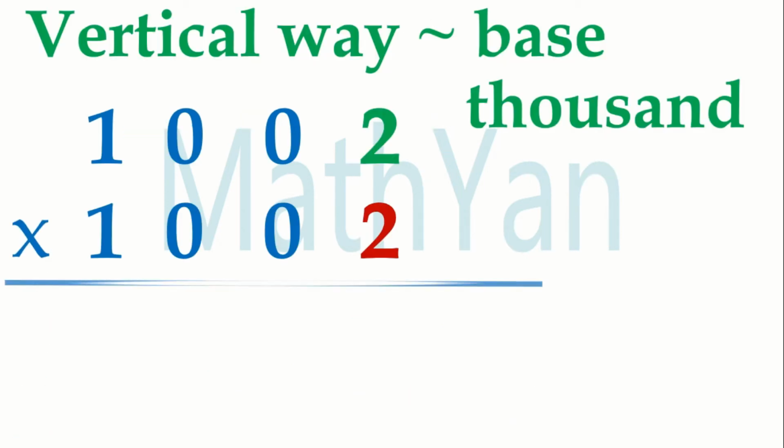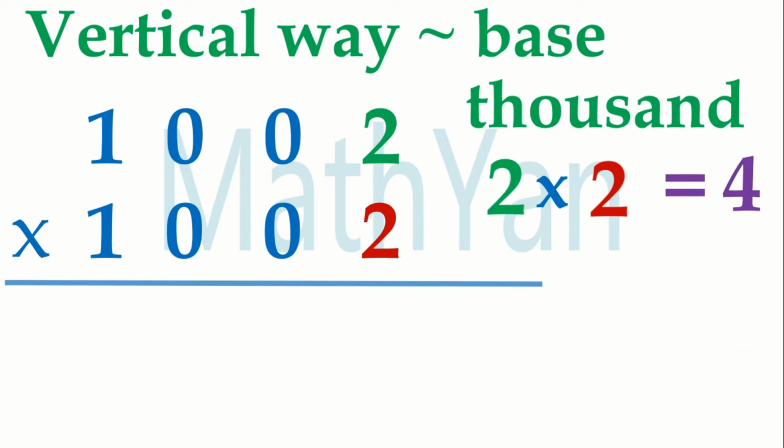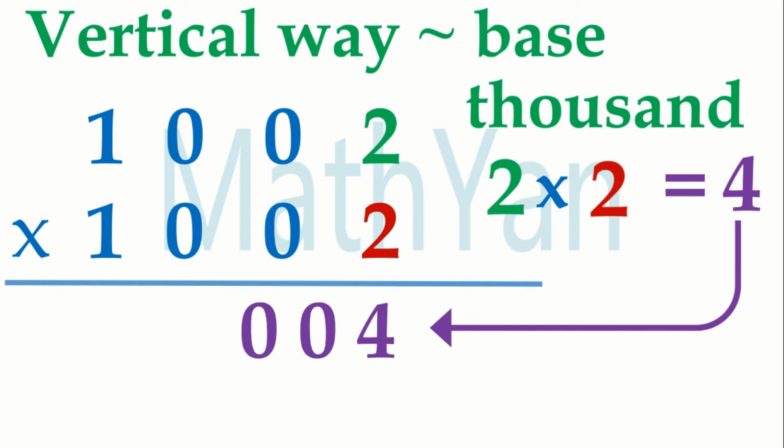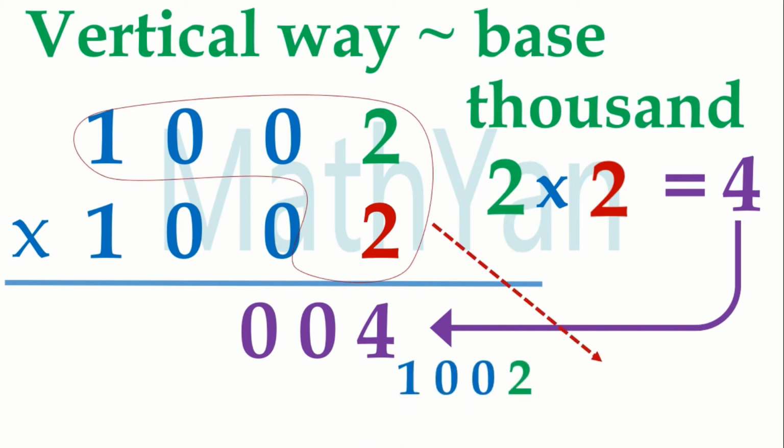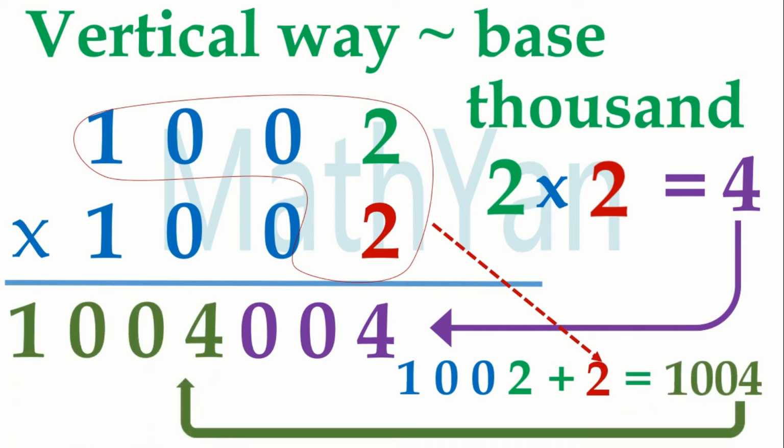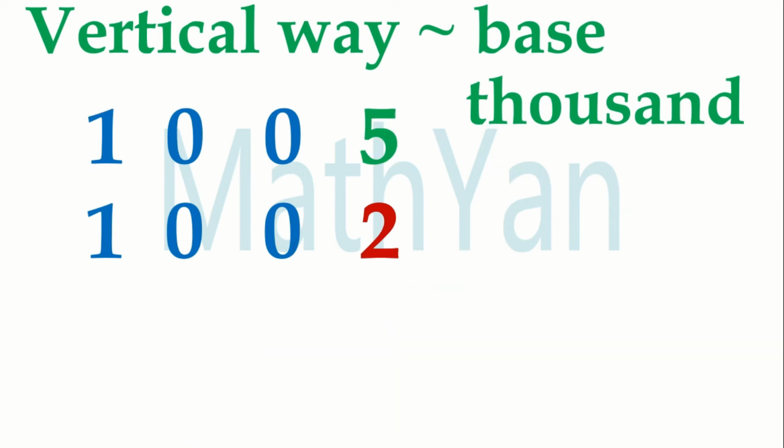Okay, this is base 1000. Exactly the same procedure. 2 times 2 is 4. We place our 4 here, but this is base 1000. This place you need 3 digits. You add 2 zeros in front, becoming 004. So 1002 plus 2 is equal to 1004. You place it here. That's the answer: 1004004.